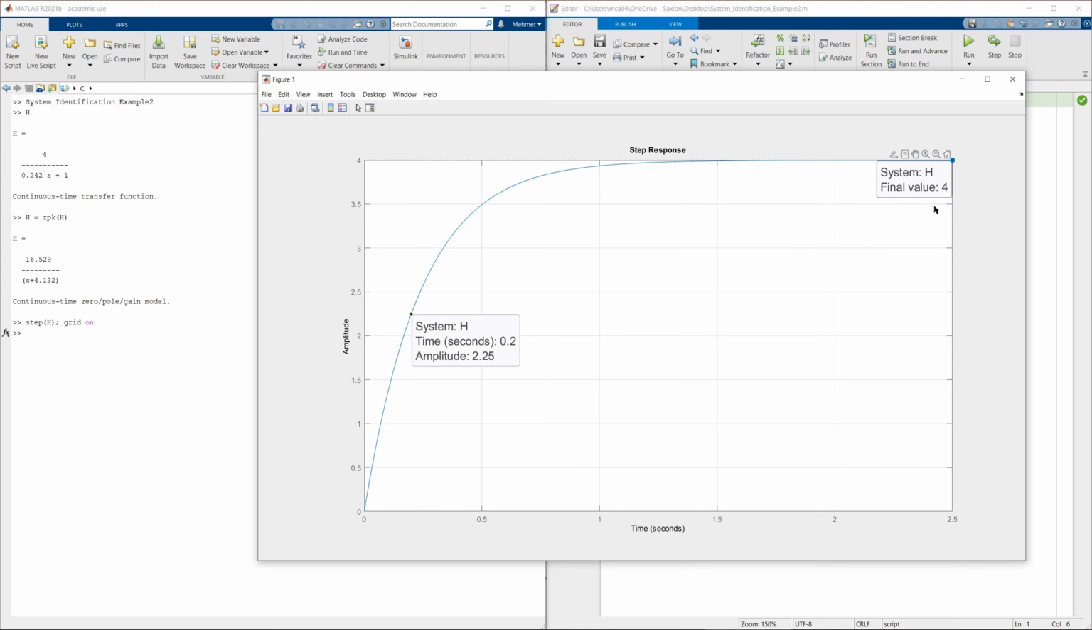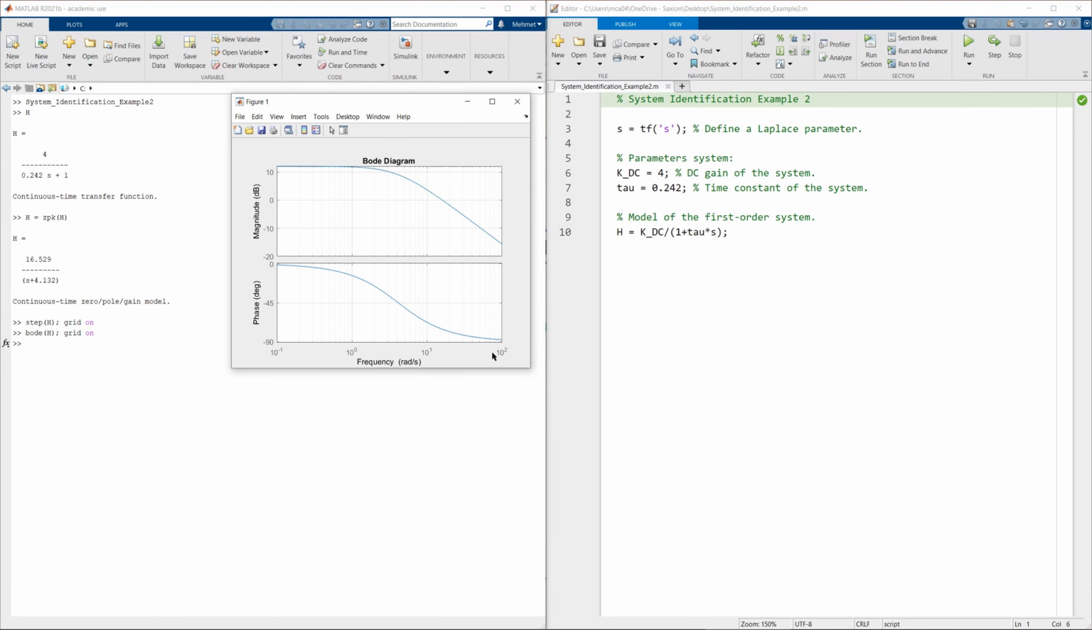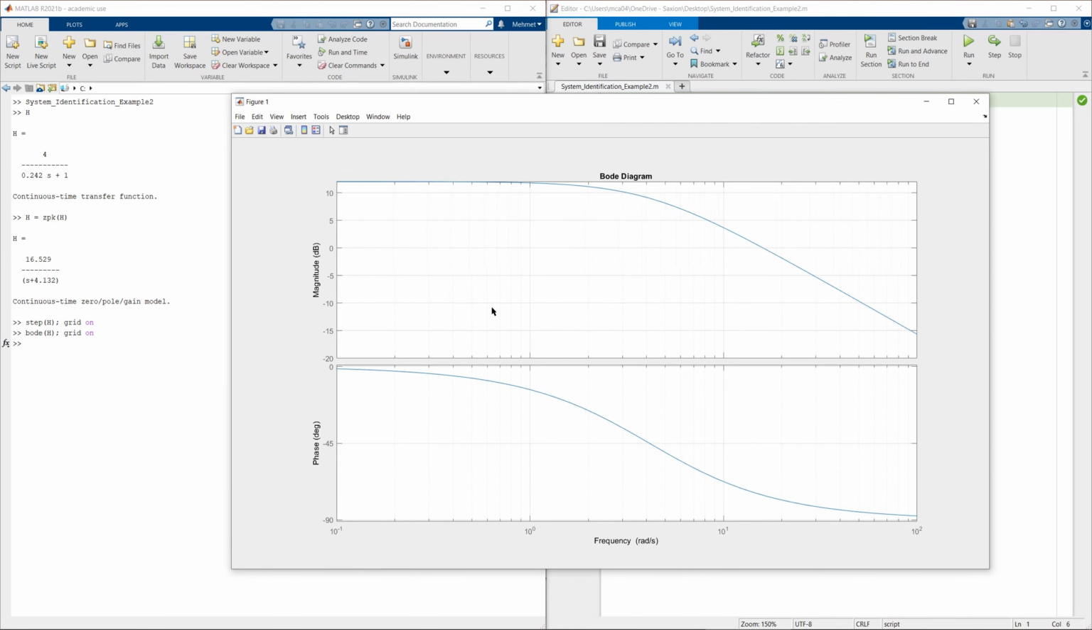So that's all fine. Now let's also look at the Bode plot. So bode of H and also grid on. This is the Bode plot. You can see the grid on. So we have the gain and also the phase. And you can see that the value here is approximately 12 dB, which is of course not exactly DC, but very close to DC, very low.